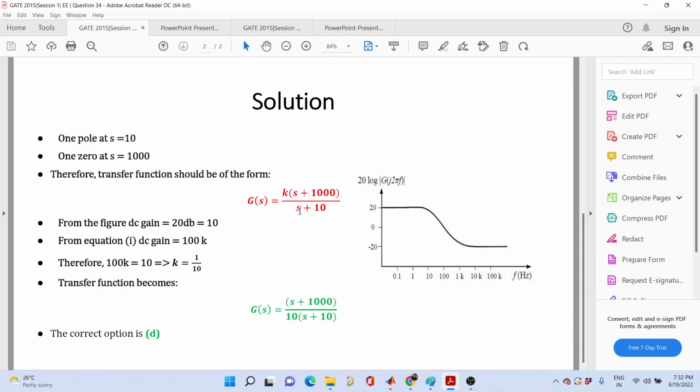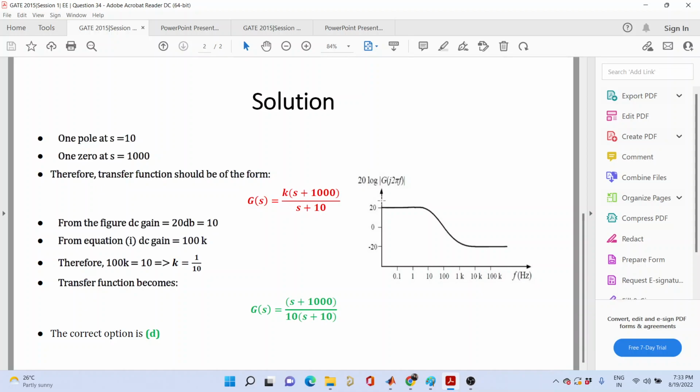So if you put s equal to 0, what I am going to get is 100k. That is what I have written, 100k. Now this 100k is equal to the gain at this frequency, that is at very low frequency, 0 frequency. The DC gain means the gain of the system when the excitation frequency is very low. That is what we call the DC gain. So if we put s equal to 0, we get 100k as the DC gain.